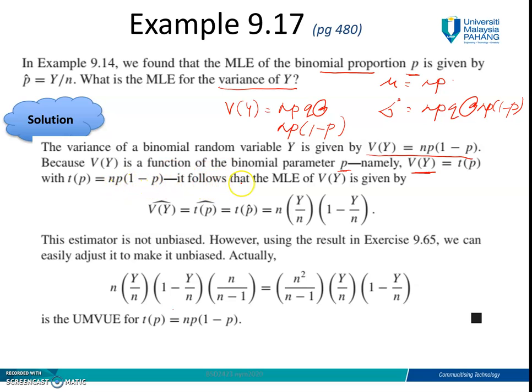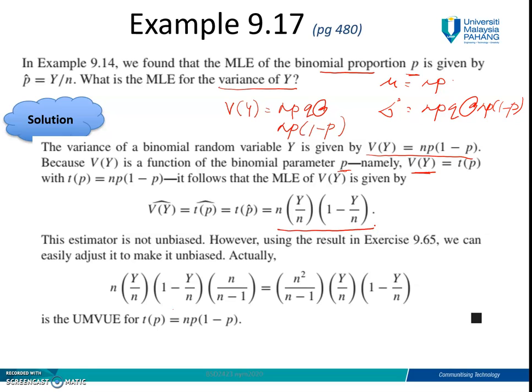So it follows that the MLE of the variance of Y is given by this one. That means we want to find the variance of Y hat. So this one is equivalent to t(p hat). And remember with p, we have p hat equal to Y over n here. So that's why you can substitute into the equation np(1 minus p) with this expression.